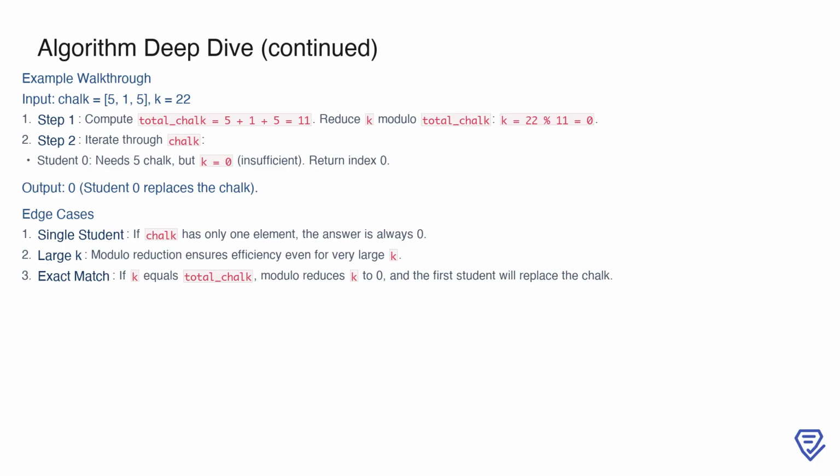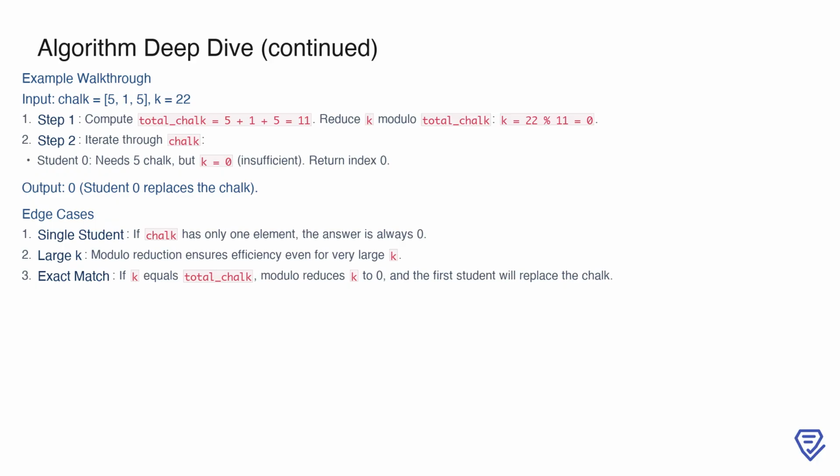First, we calculate the total chalk for one cycle. Total_chalk equals 5 plus 1 plus 5 equals 11. Then, we reduce k modulo total_chalk: k equals 22 % 11 equals 0. With the updated value of k, we begin iterating through the chalk array.